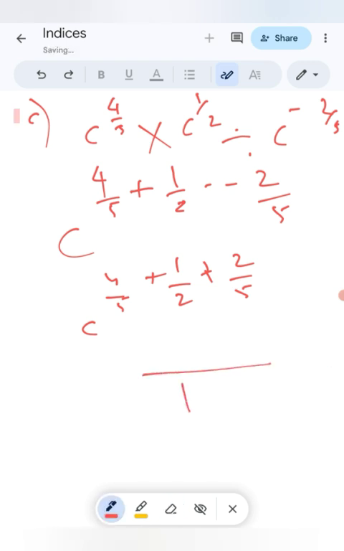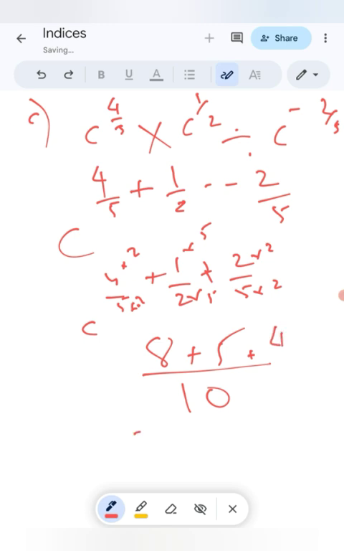So 10 comes here. 5 multiplied by 2 is a 10. So here also going to be multiplied by a 2. So 4 2s are 8. Plus 2 multiplied by 5 is a 10. So here also going to be multiplied by 5. That becomes a 5. Now 5 into 2 is going to be a 10. So here 2 into 2 is going to be your 4.